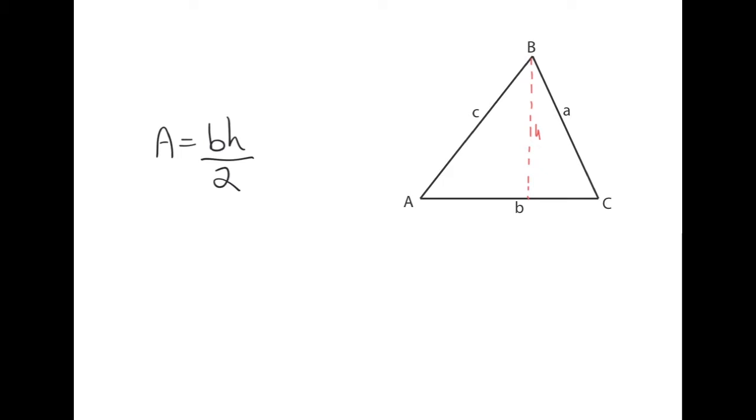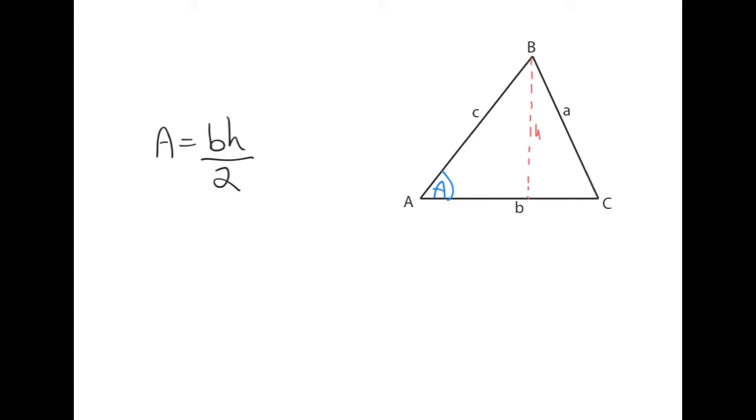But what we can do is, if we know one of our angles, we can work out the height of the triangle and then use that to work out the area. So for example, if I know my angle at A, then I can work out the height of the triangle, and that is worked out using trigonometry.